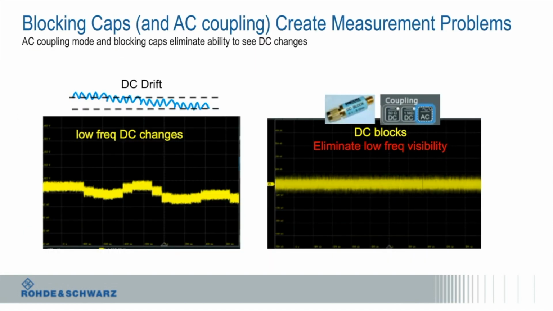Sometimes it's easier to have a visual example of this. Here's a look at blocking caps for AC coupling and some of the measurement problems that they create. On the image on the left, again, if we have a signal that has some type of low frequency drift associated with it, when we use either a blocking cap or AC coupling on the scope, what we'll see is the picture on the right. Again, it completely attenuates the DC values, and so we only see the AC components.